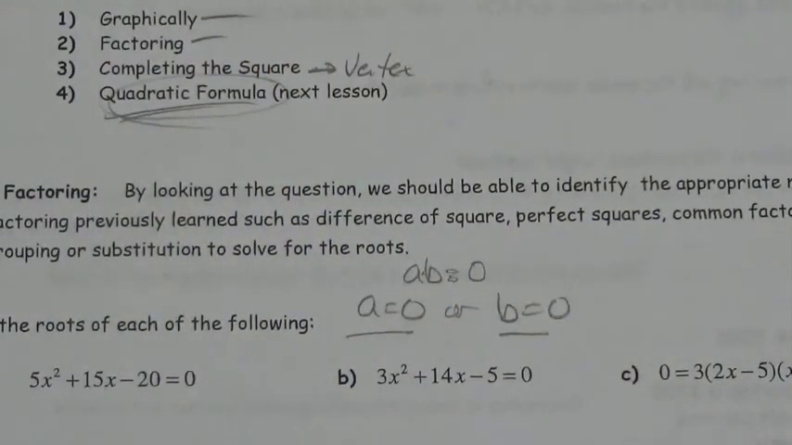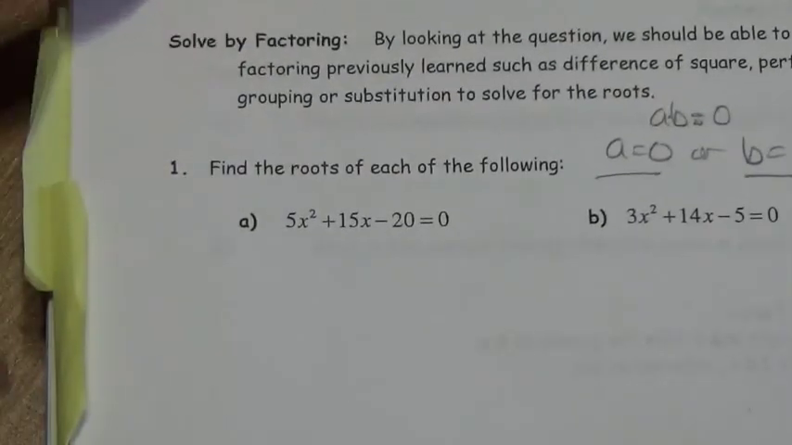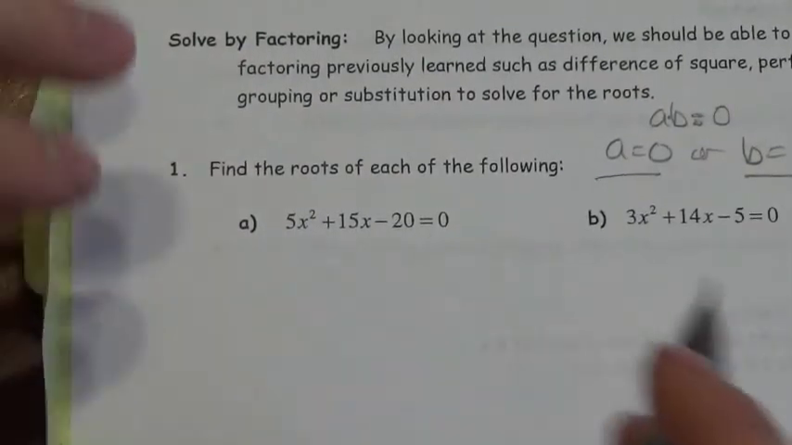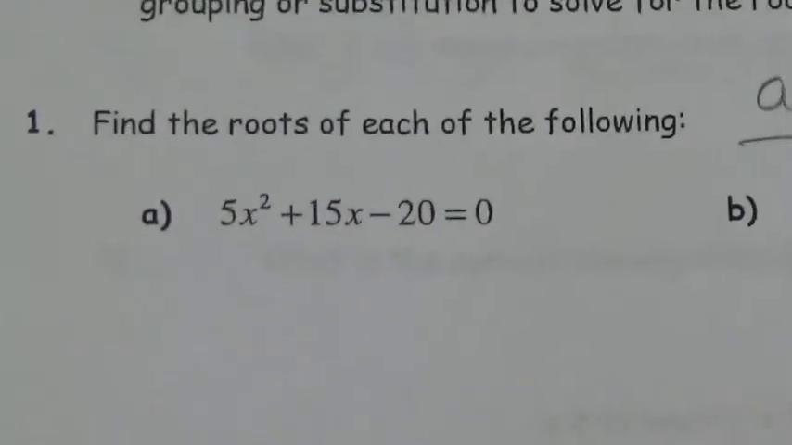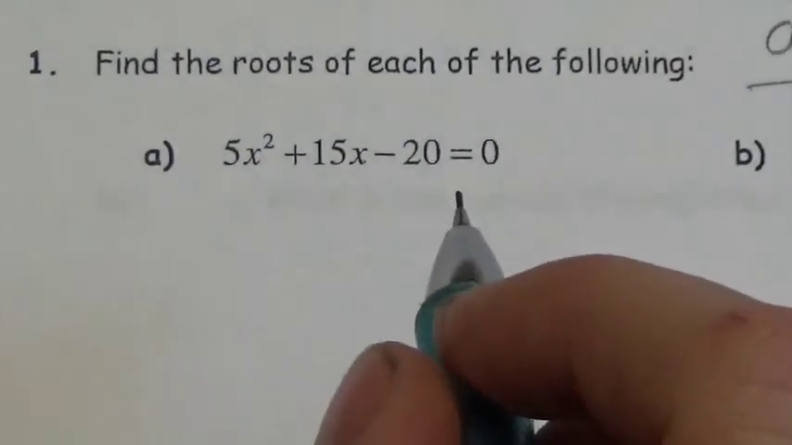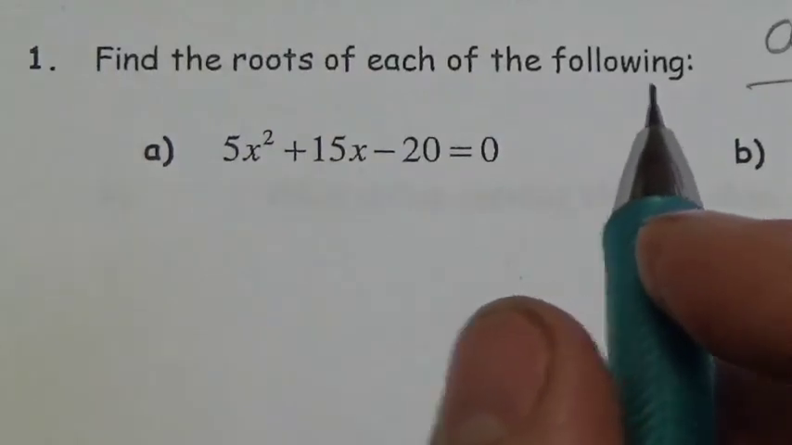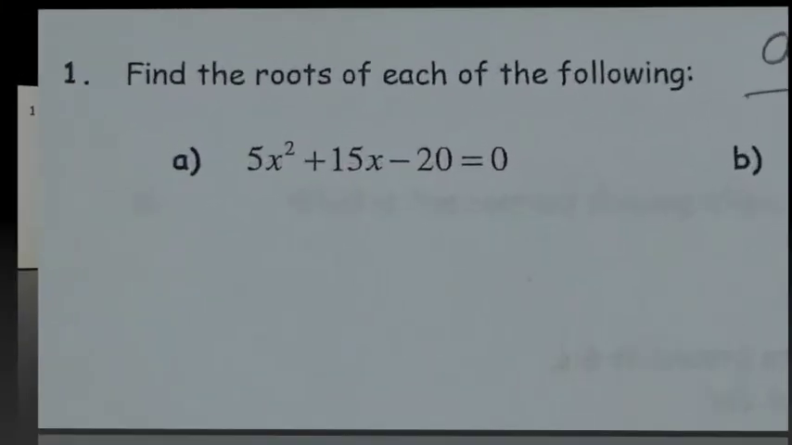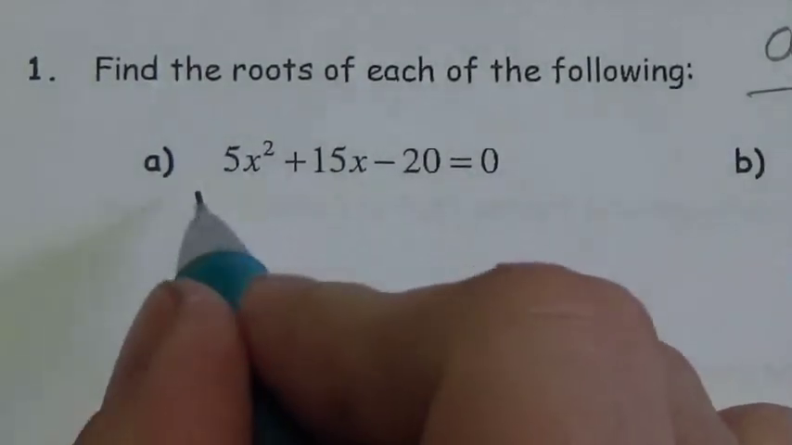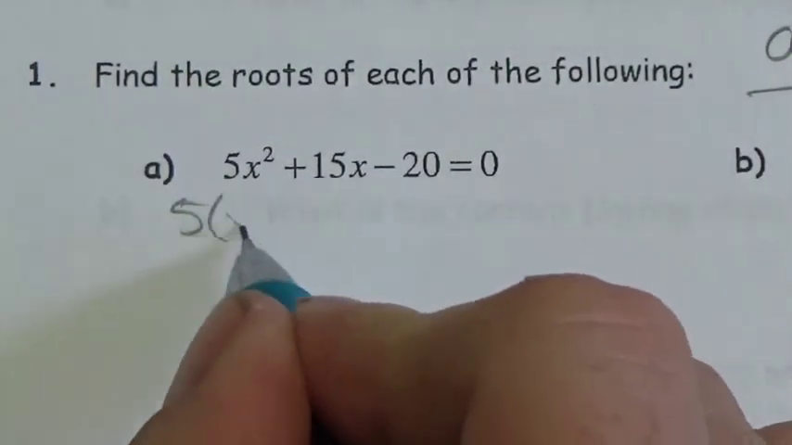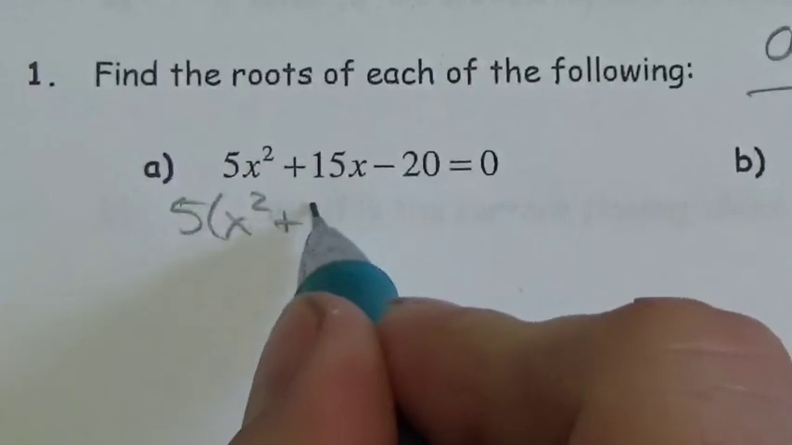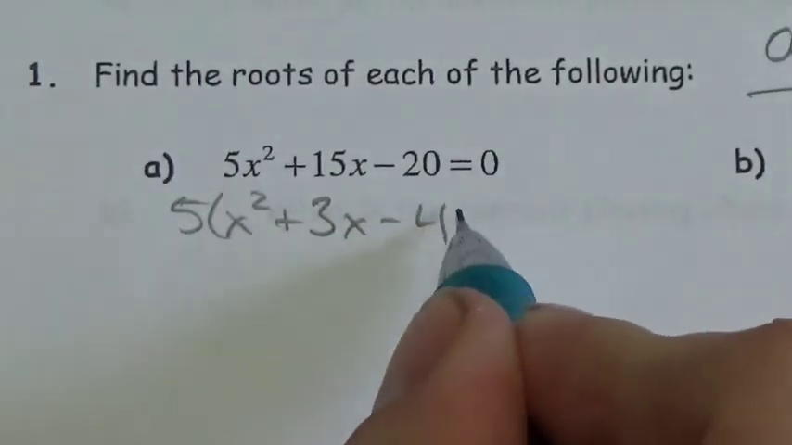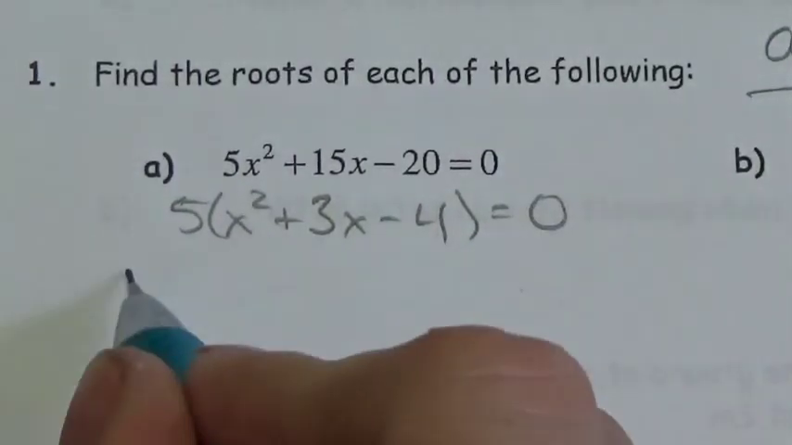So with that thinking in mind, let's solve a few of these and look for their x-intercepts. Let's take a quick look at this guy right here. Maybe I'll zoom in a little bit. So 5x squared plus 15x minus 20 is equal to 0. The first thing that I want to do, because I'm really lazy, is factor out the common 5. So that'll be 5 multiplied by x squared plus 3x minus 4 is equal to 0.